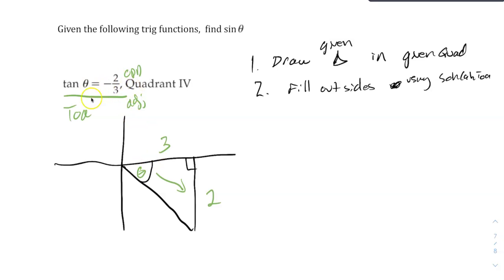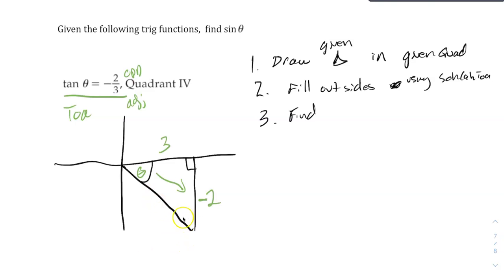Now, if you notice, this is negative, so one of these has to be negative. Which one? Keep in mind it's an XY chart. You go right, positive; down, negative. So the 2 should be negative. And once you do that, you find the missing side.